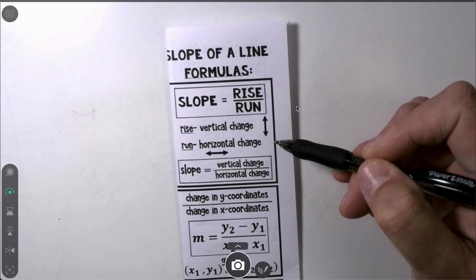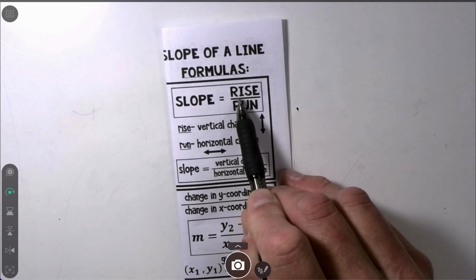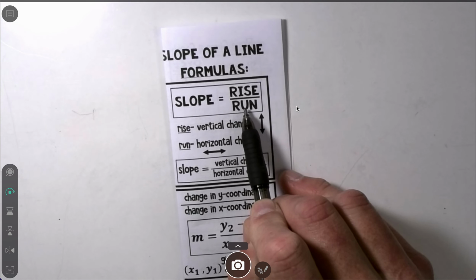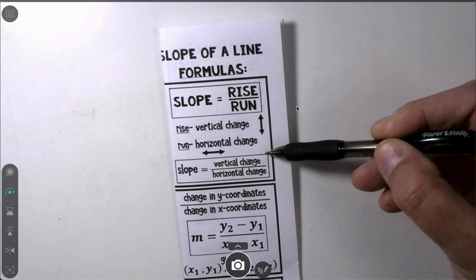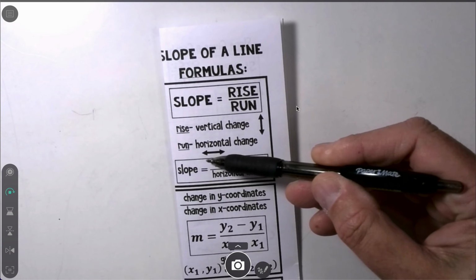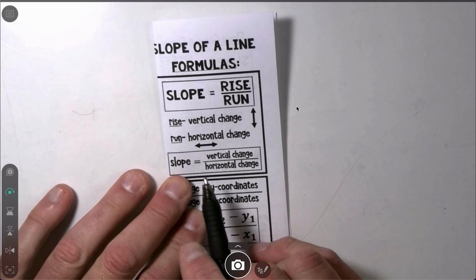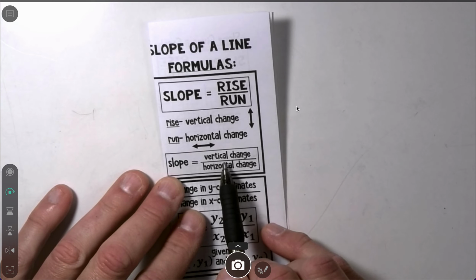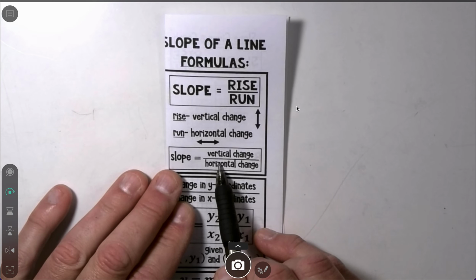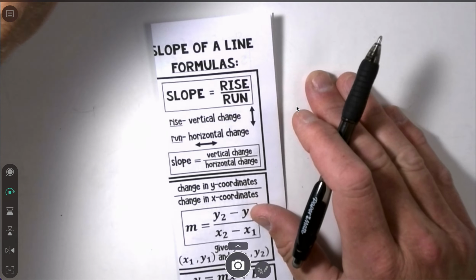So the first thing that you need to remember about slope is that it's a ratio. It's rise over run. Rise is the vertical change of a line on a graph, and the run is the horizontal change, left and right, of a line on a graph. So when we write it as a ratio, it's just vertical change over horizontal change. And that's the ratio.